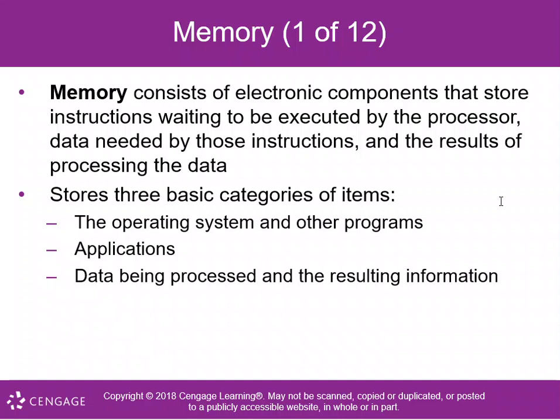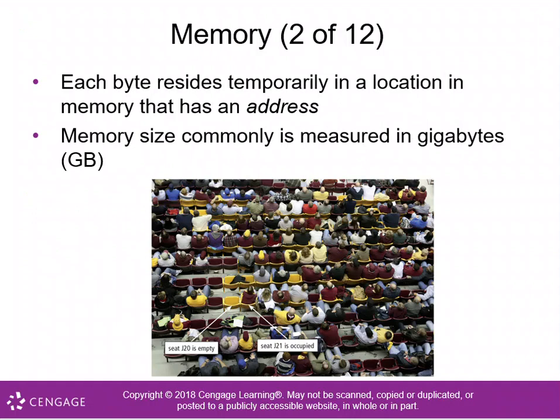Contohnya bila you tekan calculator tadi, arahan untuk calculate 48 darab 100 disimpan dalam memori. Kemudian bila dah siap perform, result tu akan disimpan semula dalam memori. So, stores three basic categories of items: the operating system and other programs, applications and data being processed, and the resulting information. So, secara umumnya, ada tiga kategori of items akan disimpan dalam memori. Okay, each byte resides temporarily in a location in memory that has an address. So, setiap byte, okay, satu byte, 8 bit, akan berada dalam satu lokasi sementara dalam memory yang dinamakan address. So, memory size commonly is measured in gigabytes, GB.